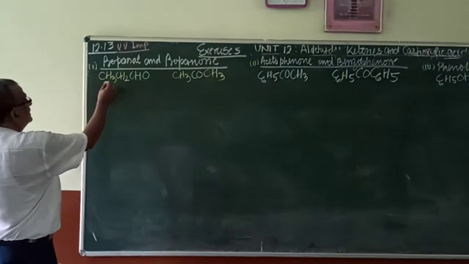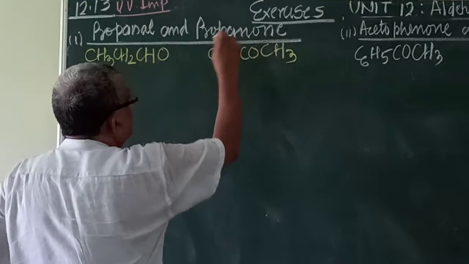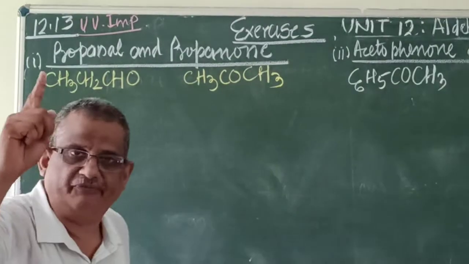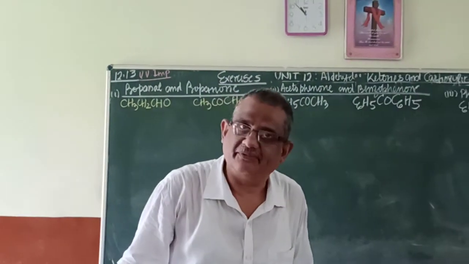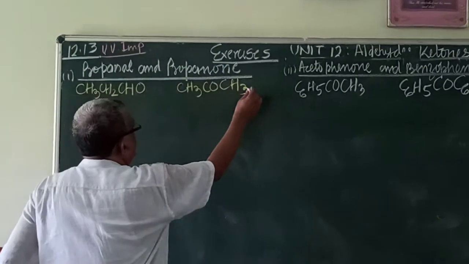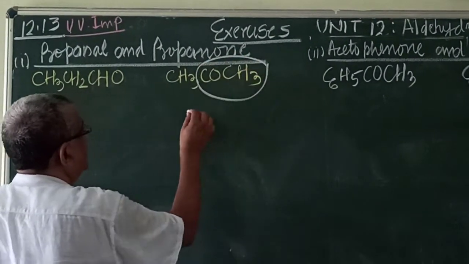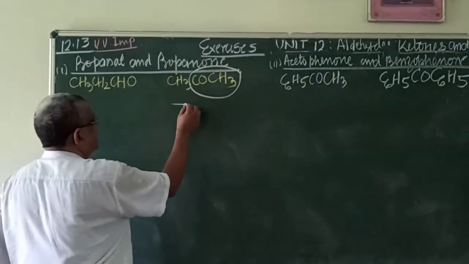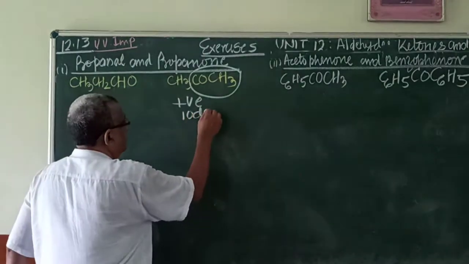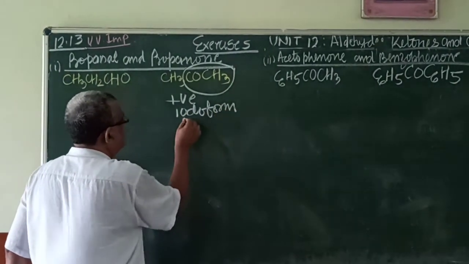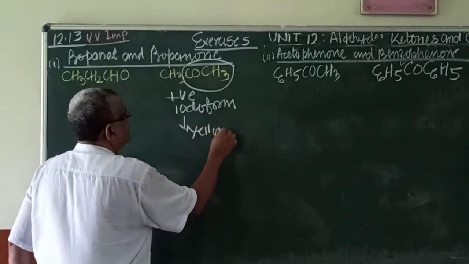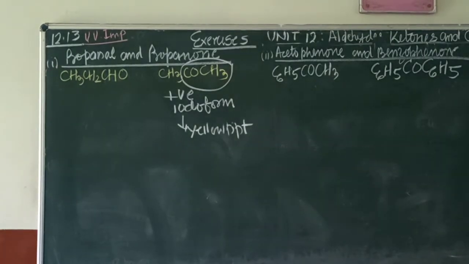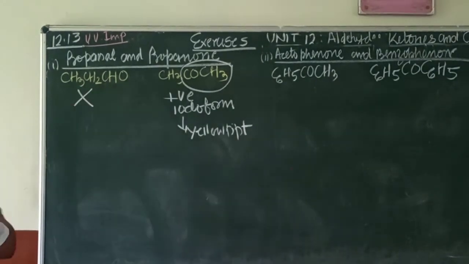Now, the first pair is propanone and propanal. Whenever these names are given, write their formulas and it will be easier for you to write the difference. Now see here, propanone has a methyl ketone. This methyl ketone will give a positive iodoform test, that is, it will give a yellow precipitate of iodoform. And since propanal does not contain a methyl ketone, it will not give the iodoform test.